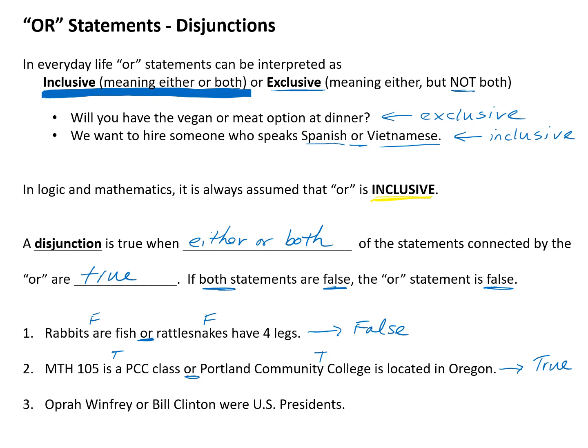Where or statements differ from and statements is when we have one of each. Oprah Winfrey was not a U.S. president. Bill Clinton was a U.S. president. Here we have one false statement and one true statement. But in an or statement, all we need is one or the other to be true. If either one is true, then the whole thing is true. So this last statement, Oprah Winfrey or Bill Clinton were U.S. presidents, that is considered a true statement because one of the 2 parts was true. All we need is one to be true, and the whole thing is true.